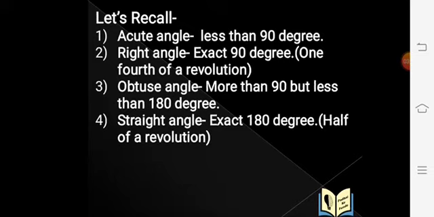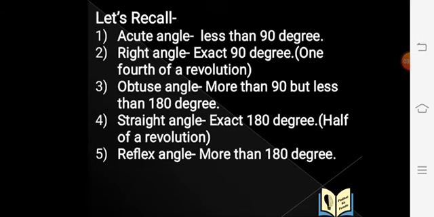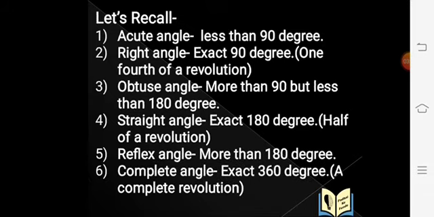Then straight angle is an angle that measures exact 180 degree and it is half of a revolution. It can be observed in the form of a straight line also. Reflex angle is an angle that measures more than 180 degree. And at last, complete angle that measures exact 360 degree and it is a complete revolution.